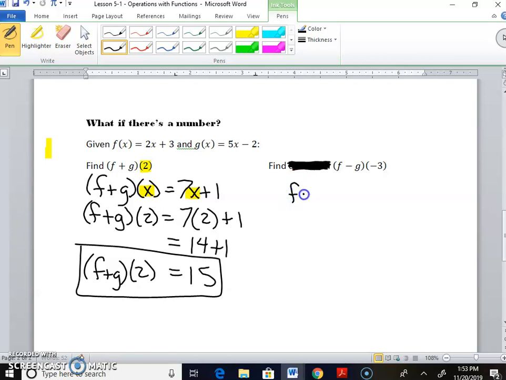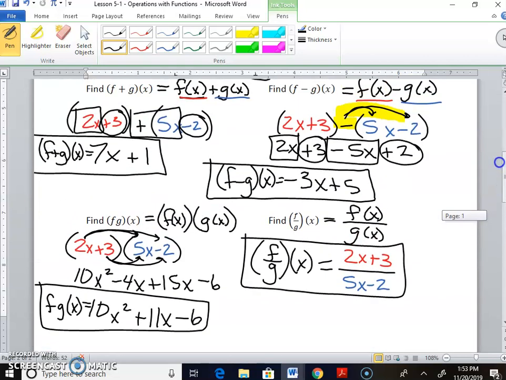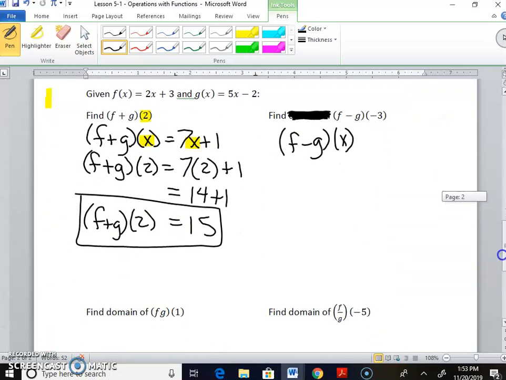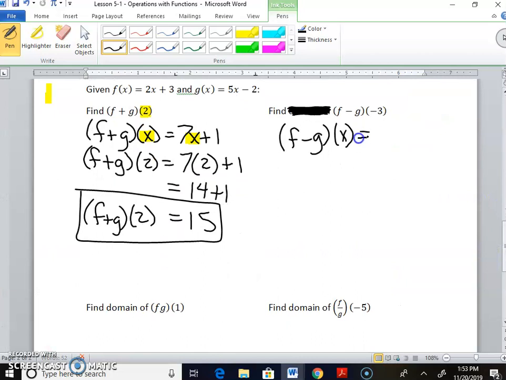Well, I need to know what f minus g of x is, which we already found. f minus g of x was a negative 3x plus 5. So this equals negative 3x plus 5. So if I'm going to plug in a negative 3, I'm just plugging it in to those spots there. So that's going to be negative 3 times negative 3 plus 5.